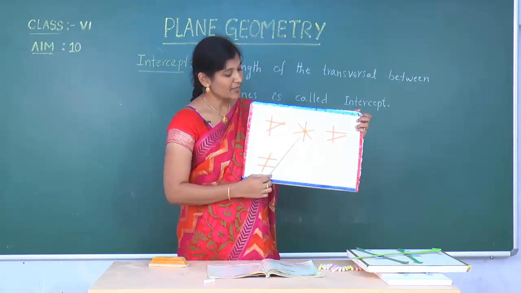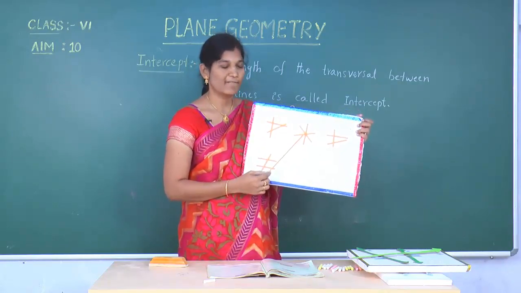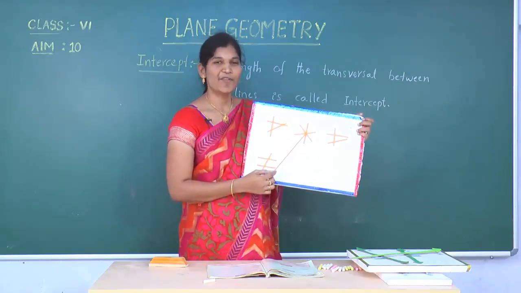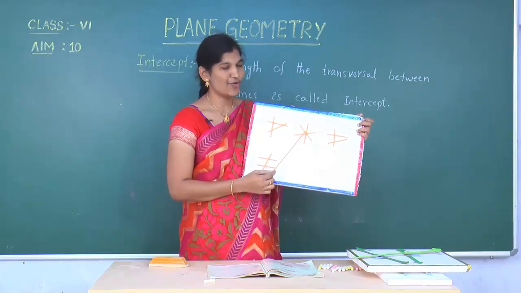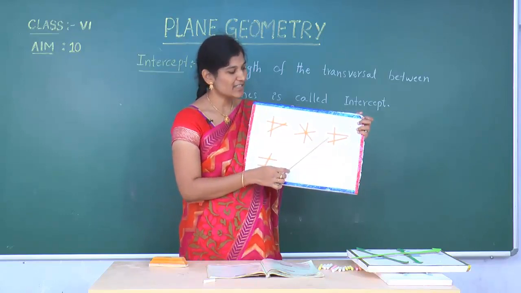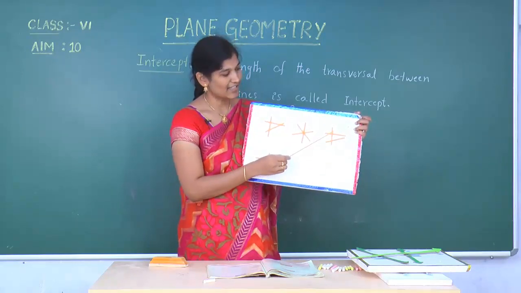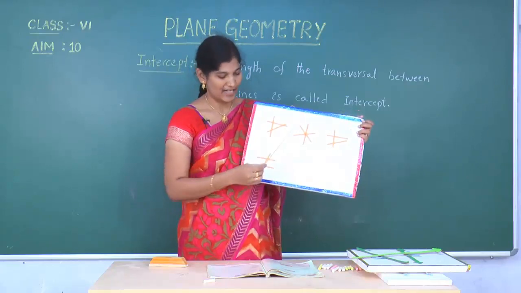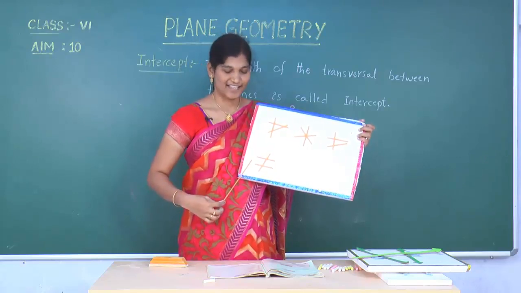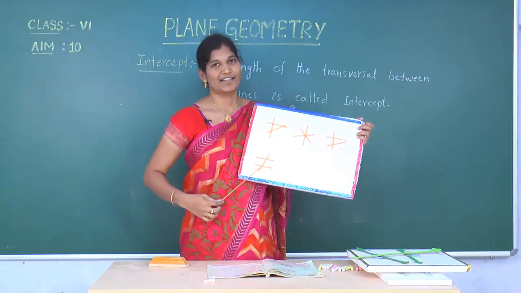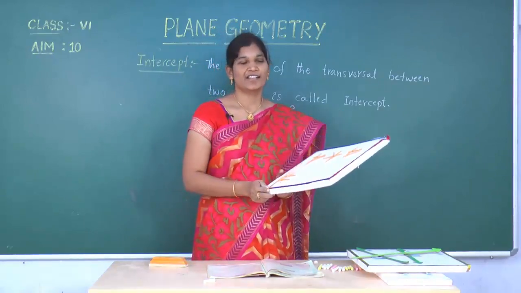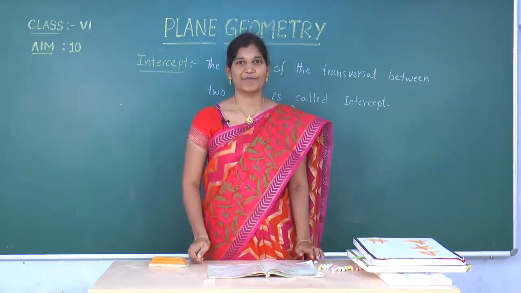Now see this figure. Can you say the transversal among these three lines? No, we cannot say. Why? Because these three lines are passing through one point only. That type of lines are called concurrent lines. There is no transversal. Now see this figure. Can you identify the transversal? Yes, it is the transversal. And in this figure? Yes, this is the transversal. In this way we can identify the transversal, and also we can calculate the intercept. Thank you.